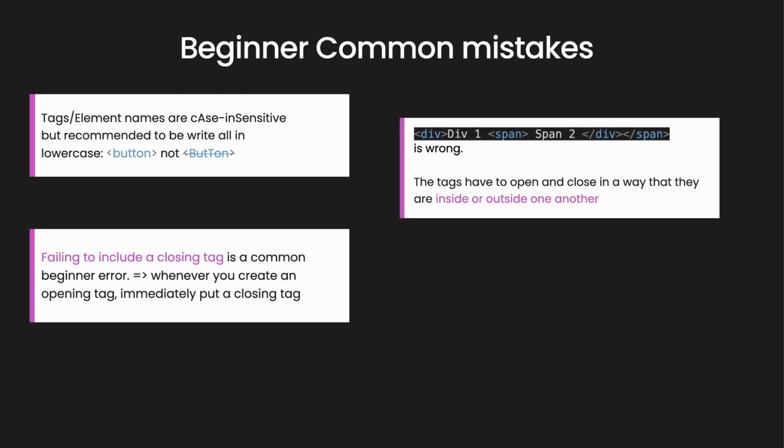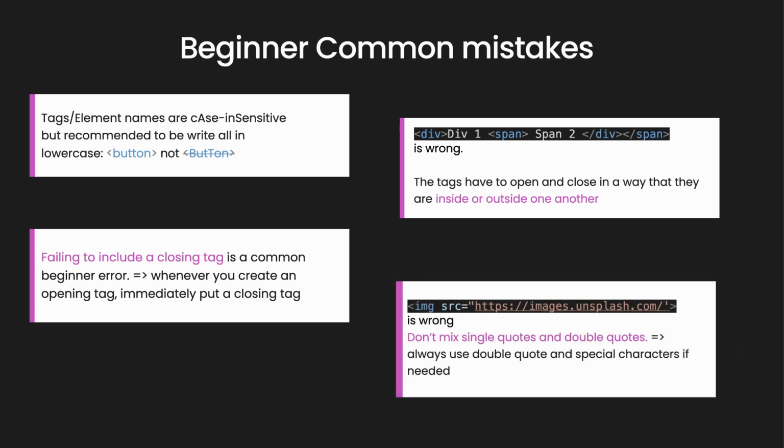The third common mistake is nesting. If you look at the example, it is wrong. The tags have to open and close in a way that they are inside or outside one another. And the last common mistake is single quote and double quote. If you look at the example, this is wrong. You cannot mix single quote and double quote together. One tip is to always use double quotes and use HTML entities if needed.